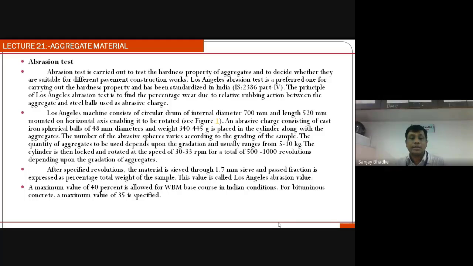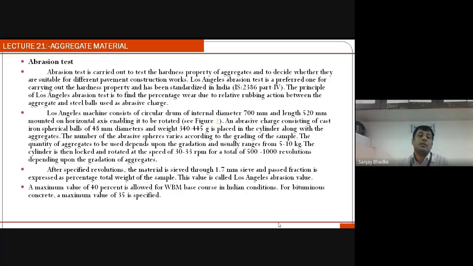An abrasive charge consists of cast iron spherical balls of 40 mm diameter and weighing about 340 grams. They are placed in the cylinder along with the aggregate. The number of abrasive spheres varies according to the grading of the sample. The quantity of aggregate to be used depends upon the grading and usually ranges from 5 to 10 kg.